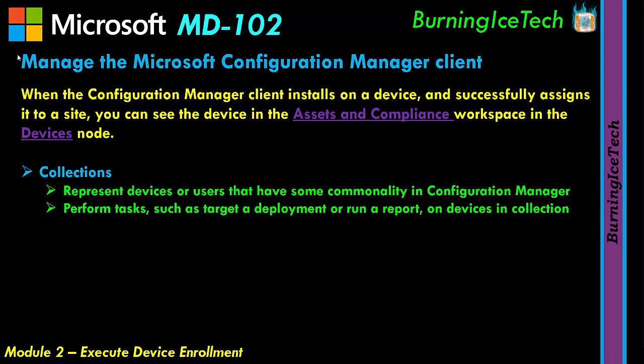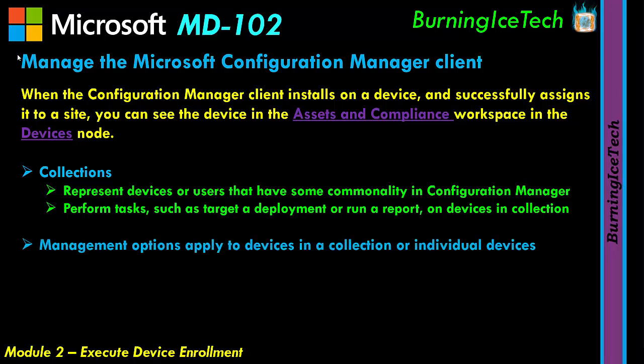All right, and then we've got management options applied to devices in a collection or individual devices. With regards to client actions, the first one is Start Resource Explorer. What they mean by that is to review inventory information about a device, such as the operating system information, memory, applications that are installed, that kind of stuff. So if you click on Start Resource Explorer, or use that option from the clients, it's going to give you information about that device.